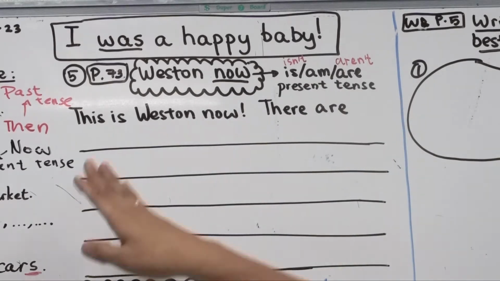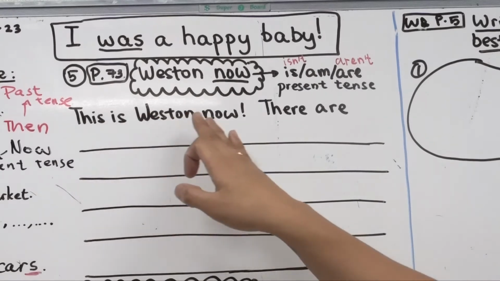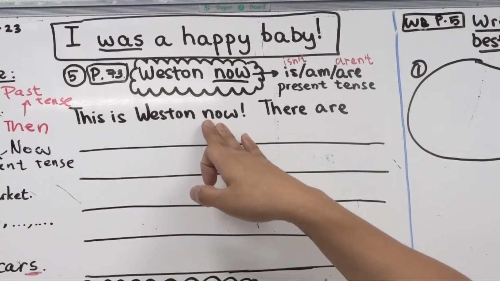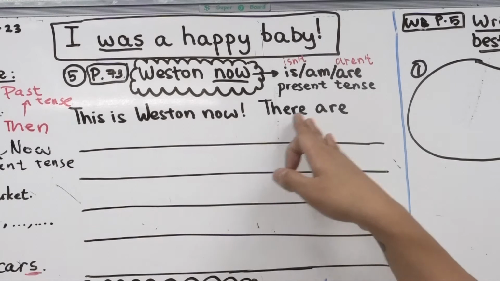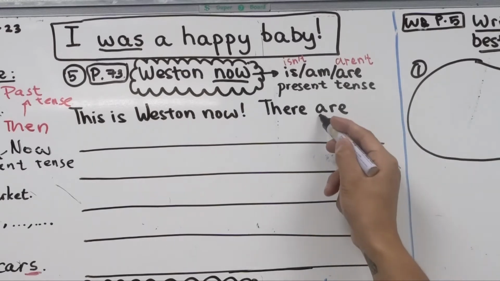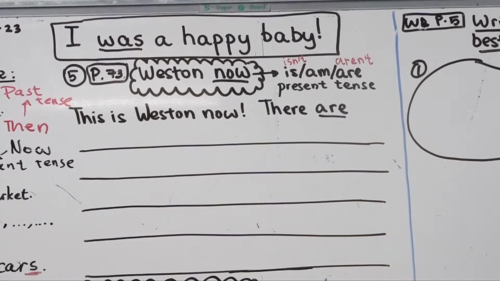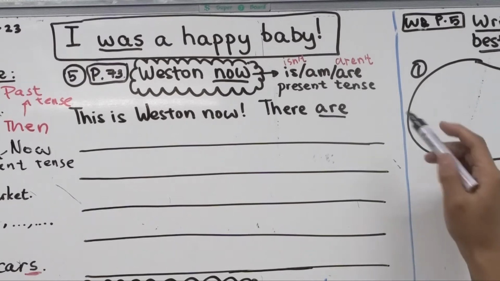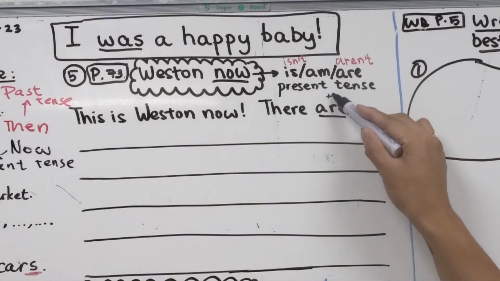So in the photo, this is Weston now. There are, okay, so here we already use are, right? We already started using are. And are is for only one or more than one things? Are. Singular, only one, or plural, more than one? More than one, right? So are, we should use plural.